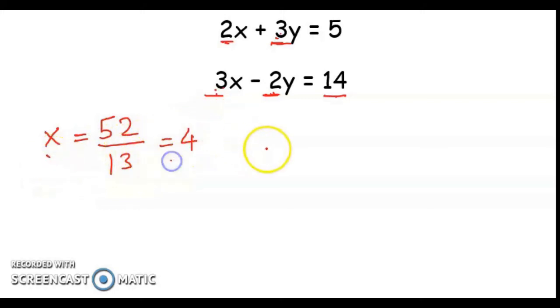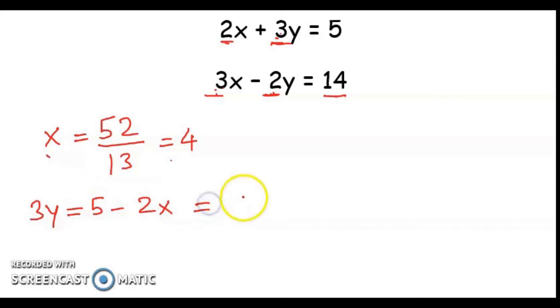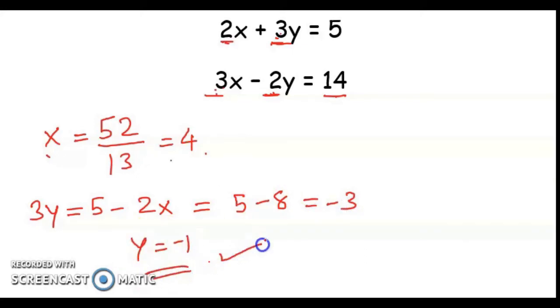Now put this value in any of this equation. For example, if you put in first equation, and we can rewrite this first equation as 3y equal to 5 minus 2x. Now here in place of x we will put 4, so we will get 5 minus, that will be minus 3, so we will get y equal to minus 1. So y equal to minus 1 and x equal to 4. This is your answer.